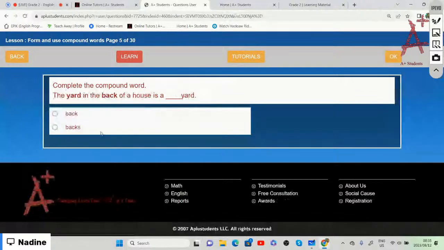The yard in the back of a house, is it a backyard or back's yard? So the yard in the back of a house is a backyard or back's yard. All right, so it is a backyard, right? So not back's yard. So it is a backyard.